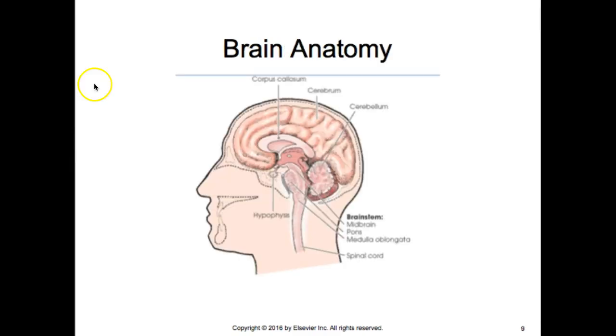If we look here, you can see this is the corpus callosum right here. You have your cerebrum and your cerebellum right there. And we have your midbrain up top with your pons and your medulla oblongata, which goes down into your spinal cord.